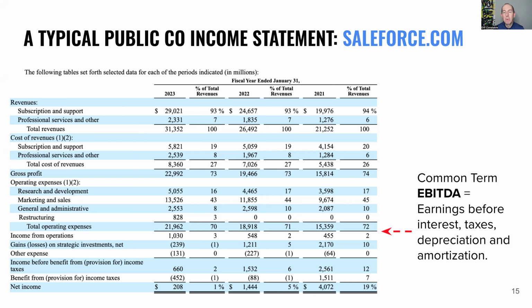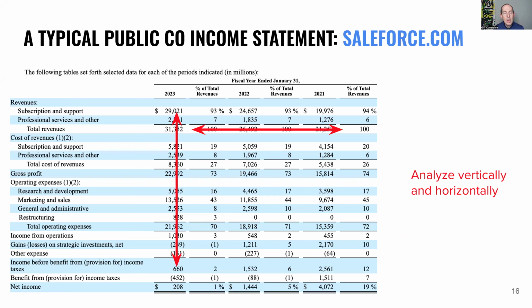So that number matters. Now, when you're looking at an income statement, there's two ways you want to look at it. You want to look at it vertically across a time slice. So if we look at our fiscal year 2023 for Salesforce, we want to see, okay, what's our revenue? What's our gross margin, our percentage of gross profit over revenue? And as you noted before, we can break out what's the difference between the gross margin of the subscription and support business versus the gross margin of the professional services business.